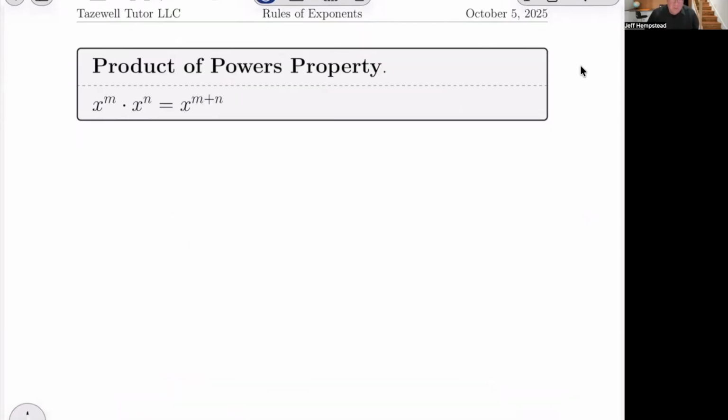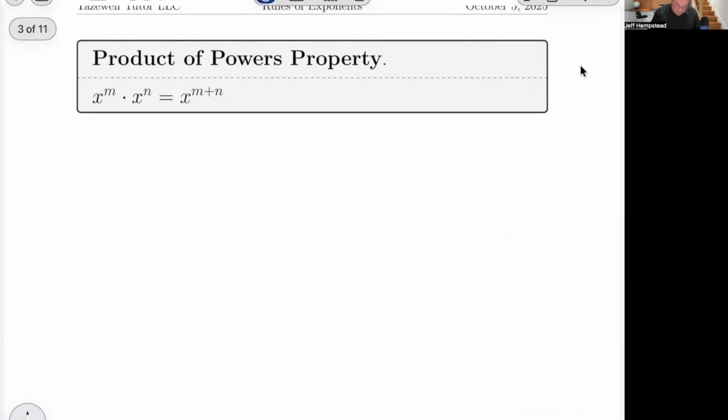Product of powers property says that if we have two powers that we need to multiply together, if they have the same base, we can add the exponents. What if our base is x? There's 2 of them there. There's 3 of them there. And we want to multiply those together. Well, we've got x times x, that's x squared, and we're going to multiply that by x to the third power.